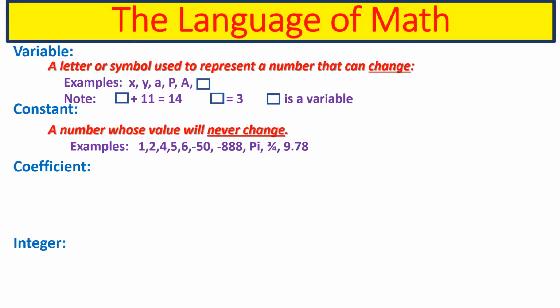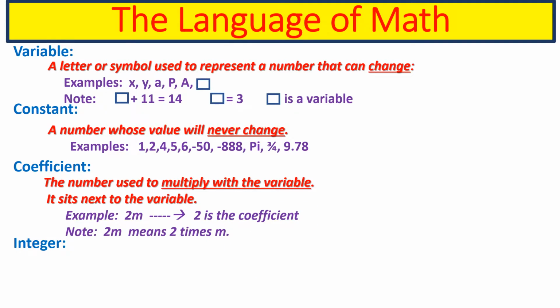Coefficient. Coefficient is the number used to multiply with the variable. It sits next to the variable. Example, 2m. 2 is the coefficient. Note that 2m means 2 times m. So again, we have 2m. 2 sits beside the m. 2 is the coefficient.